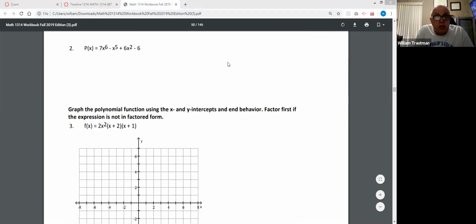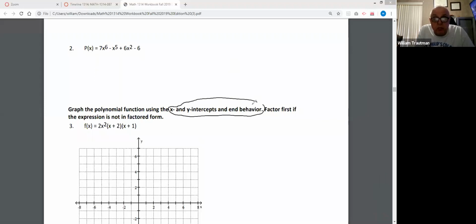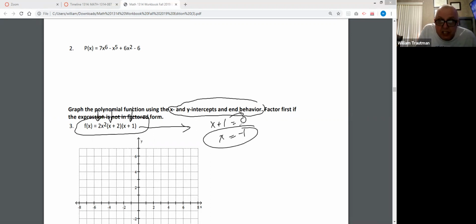Okay, so here, find the x and y intercepts. When you have a graph like this, or a parabola, find the x and y intercepts. The x-intercepts are what makes y equal to 0. The x-intercepts are right here. One x-intercept: x plus 1 equals 0. Take the 1 to the other side. So you see -1 is an x-intercept.